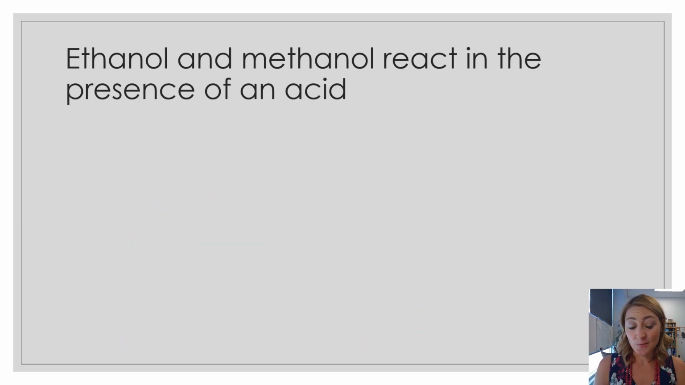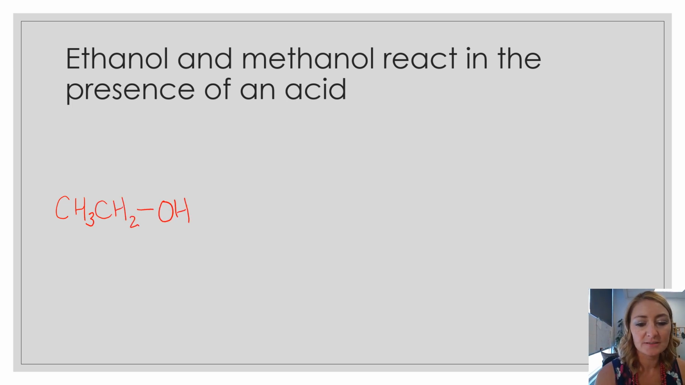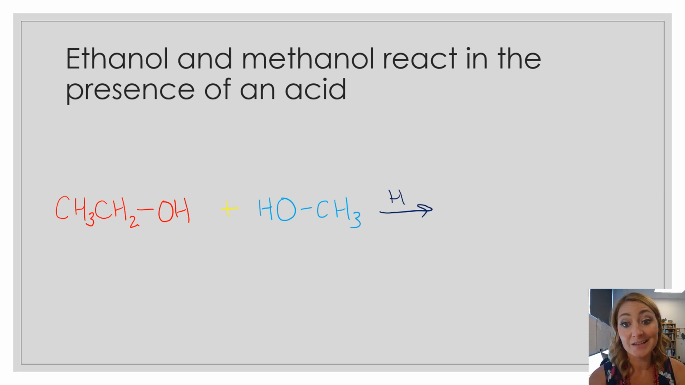Let's practice a word equation. Ethanol and methanol react in the presence of an acid. All right, so ethanol is a 2-carbon alcohol. So I'm going to draw that first. I'm going to use my bond lines for this. And it's going to react with methanol. And again, I'm really wanting to draw this backwards. I want to keep those close together so we can look at the reaction. This is happening in the presence of an acid, don't know which one, H+, and heat.